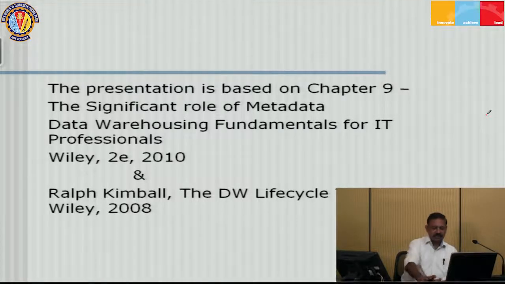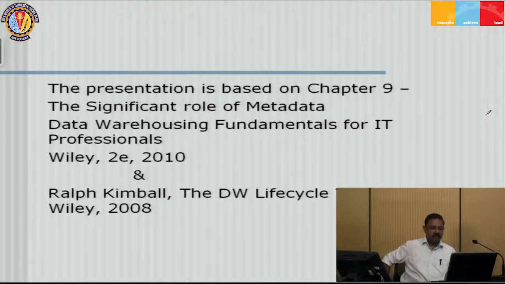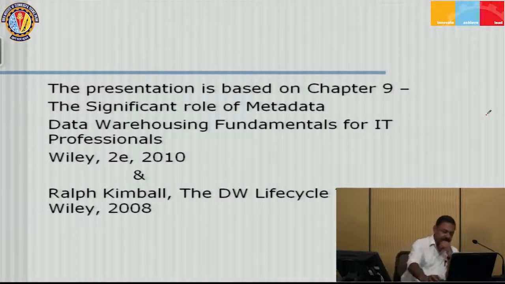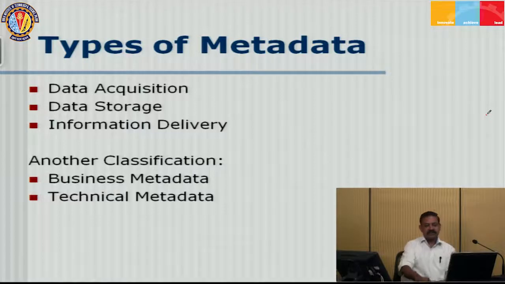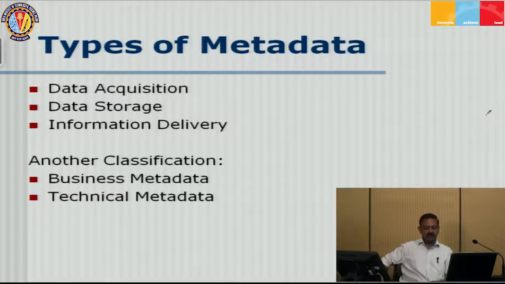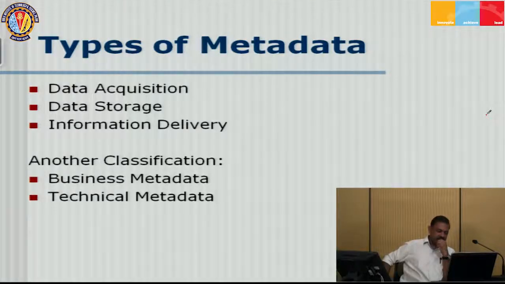The presentation is based on two sources. One is chapter 9 of the textbook that we are using, the Paulraj Ponniah book, and the second is Kimball's Lifecycle Toolkit book, second edition. As I was telling you, for types of metadata there is data acquisition, data storage, and information delivery. Every process in the data warehouse can be linked to these three functional areas. Another classification is on the type of users, business and technical.